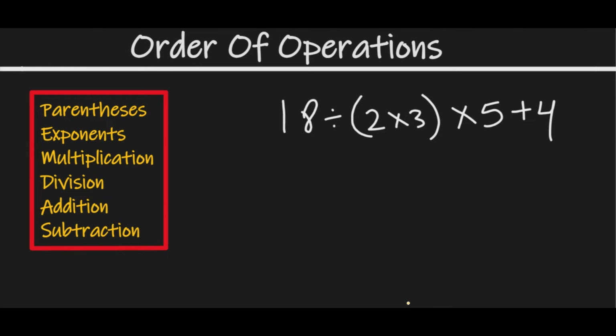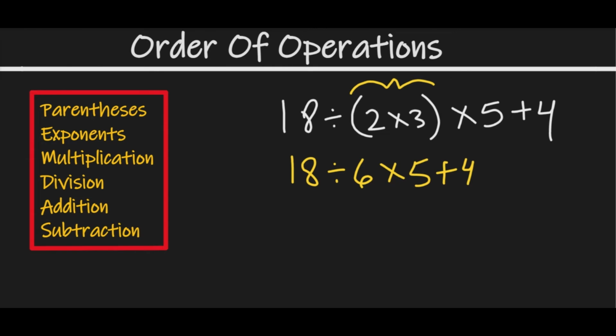Now let's try 18 divided by 2 times 3 times 5 plus 4. Now, again, as we can see, we do have something in parentheses right here. So we want to do that part of the problem first. That gives us 18 divided by 2 times 3 is 6 times 5 plus 4.